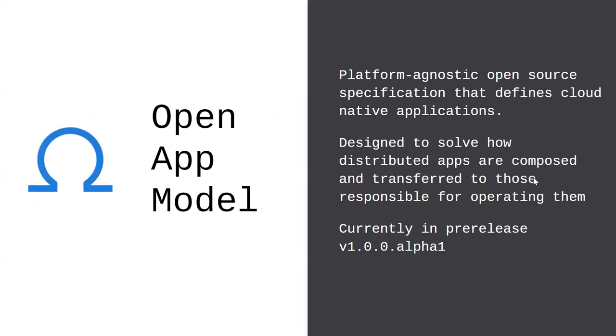So with all these concepts in mind, we came up with the Open Application Model. It's an open source specification to help us define cloud native applications. We're really trying to solve how distributed applications are composed and then transferred to those who are responsible for operating them. We're currently in a pre-release v1alpha1 stage, but we're working on a second release that should be coming out here soon.